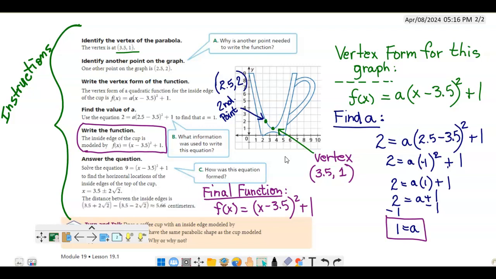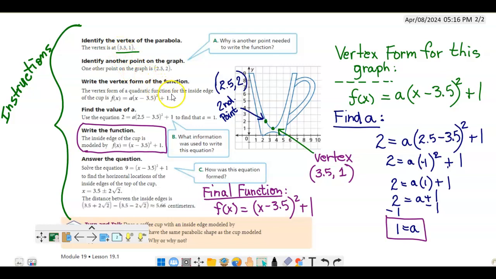So here we go. Here's the beginning. So first, you need to identify the vertex of the parabola. So let's take a look at this parabola. We're measuring the inside of the cup. That's the parabola that is part of our problem. Okay, so here's the vertex. It's at 3.5, 1. Okay, 3.5, 1.